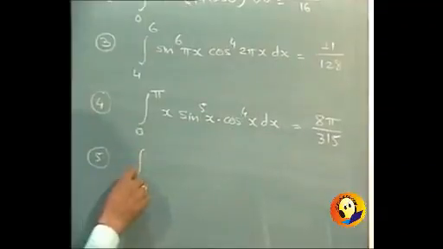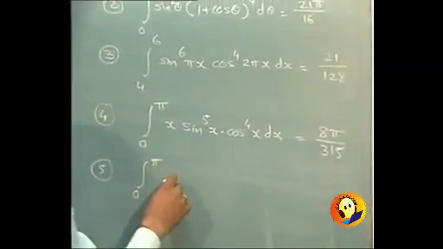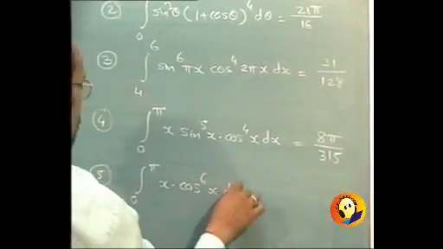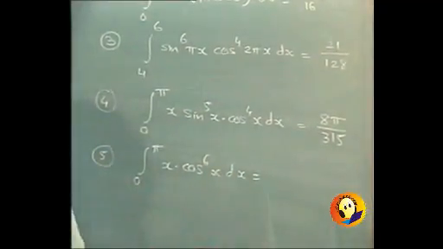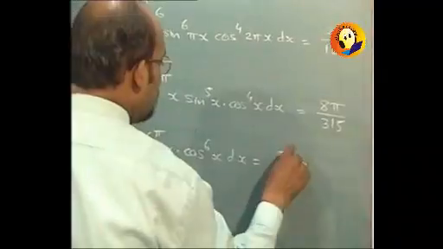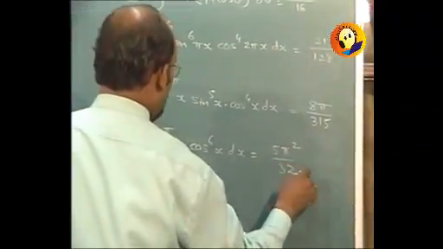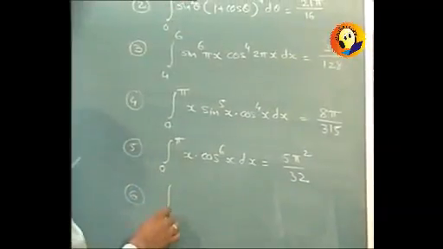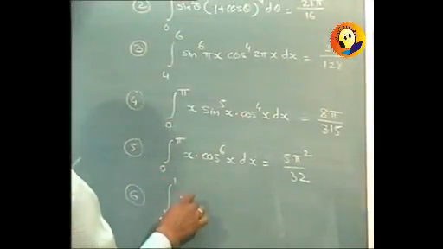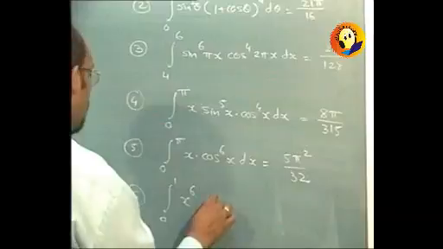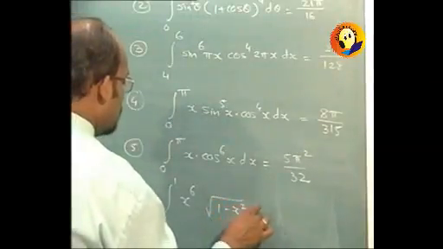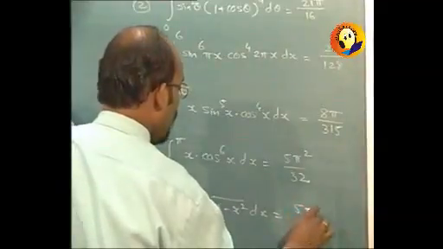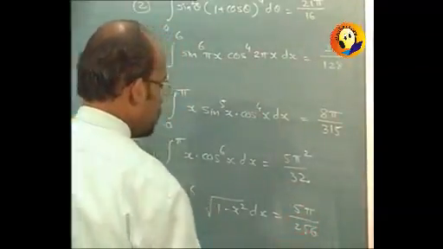Fifth, integral 0 to pi x into cos raised to 6x dx is equal to 5 pi square upon 32. Sixth, integral 0 to 1 x raised to 6 into under root of 1 minus x square dx is equal to 5 pi upon 256.